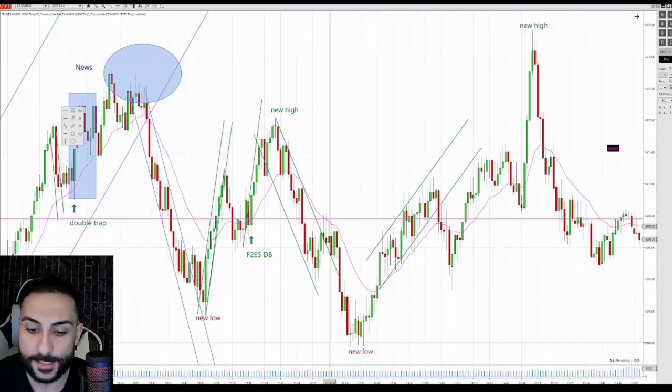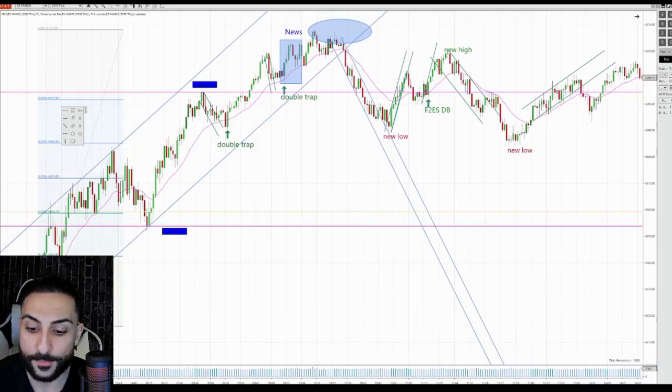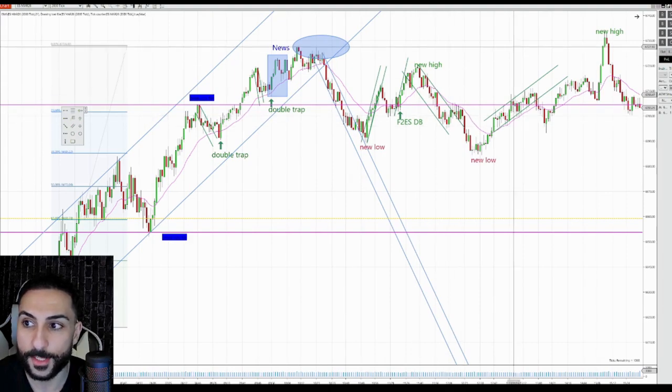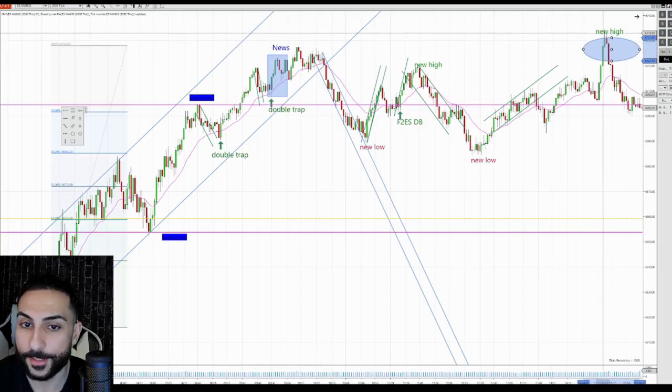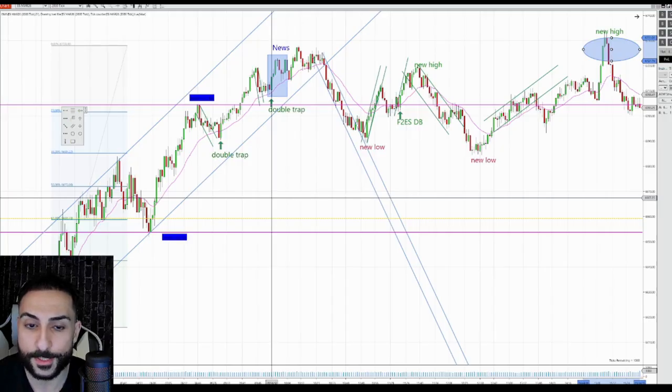But as you guys can see, how the market respects price action, and how even though we had a super long consolidation throughout the day, the market still respected the trend, and we ended up making a new high. As you can see here, we made a new high, and I wrote it out for you guys. So that's how important price action is, and how the market respects it.